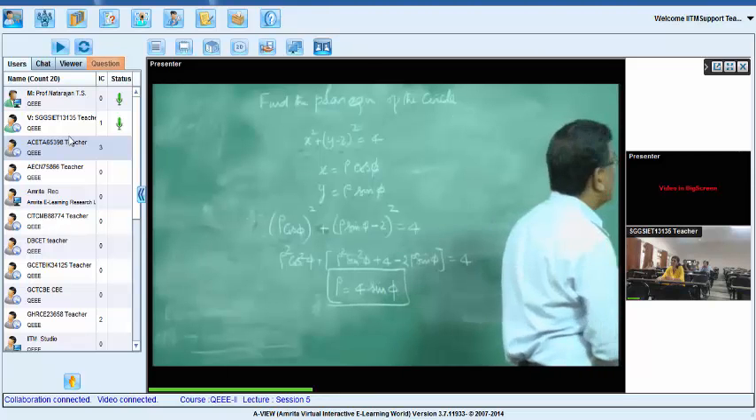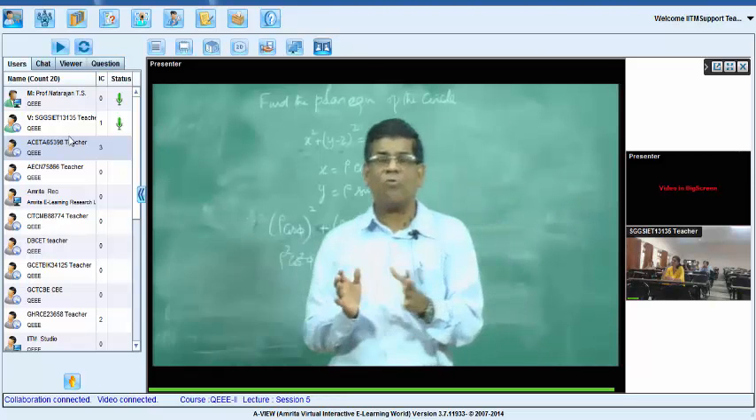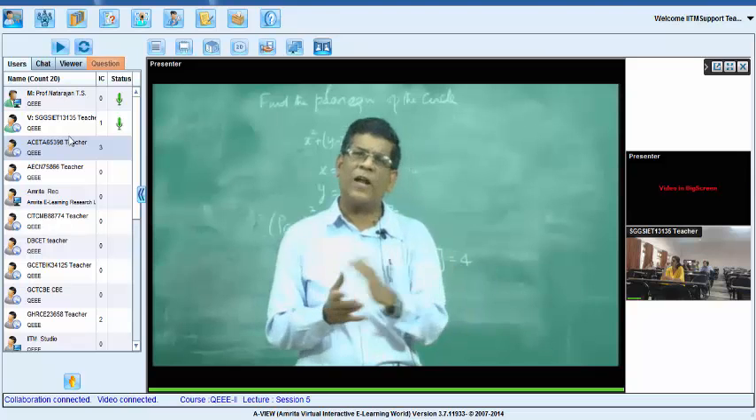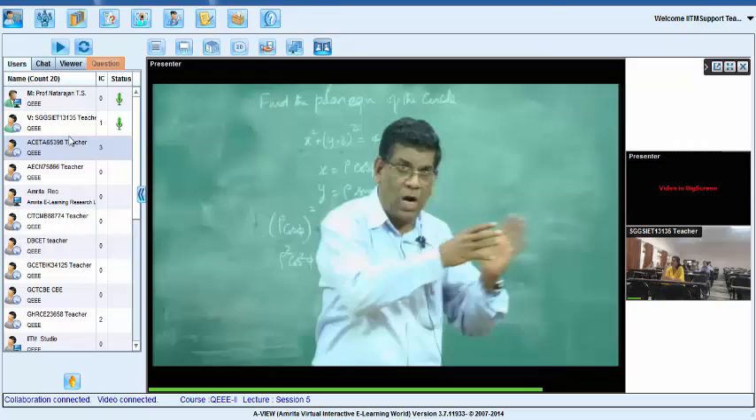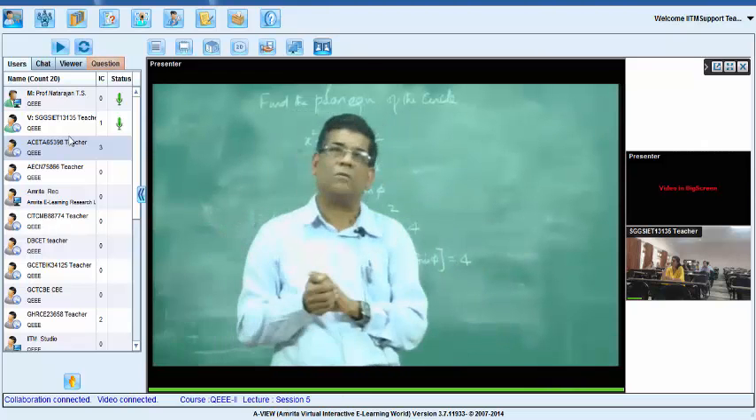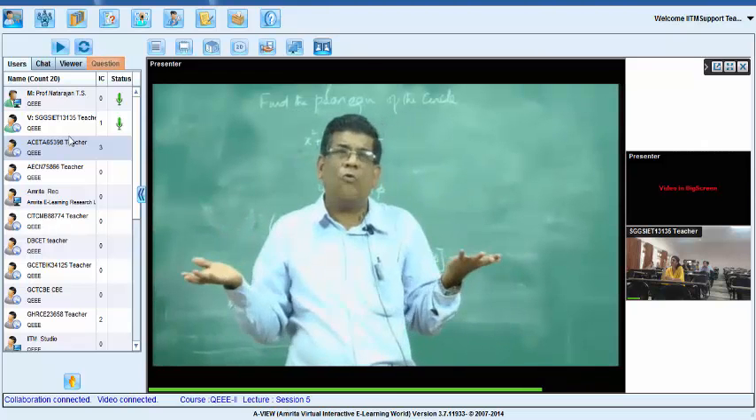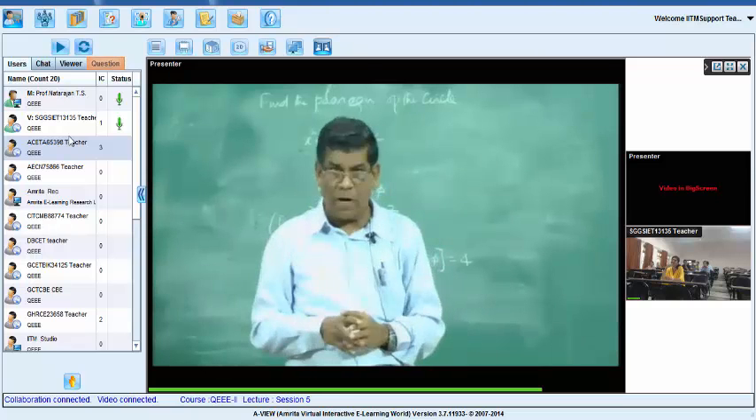What is the difference between polar coordinates and Cartesian coordinates? What is the difference? There is no difference. This is one way of looking at the world. This is another way of looking at the world. Now, why do we have two viewpoints? We have to have multiple viewpoints.